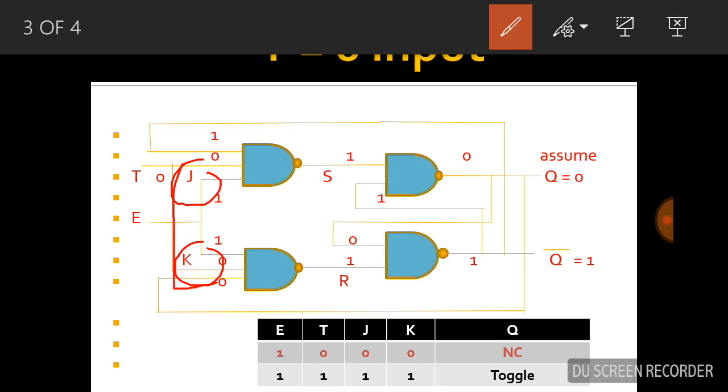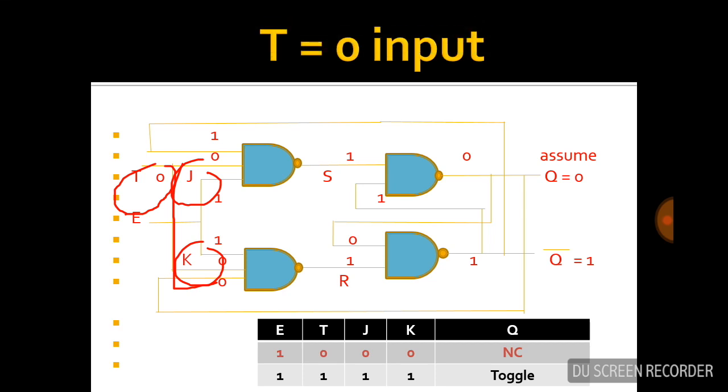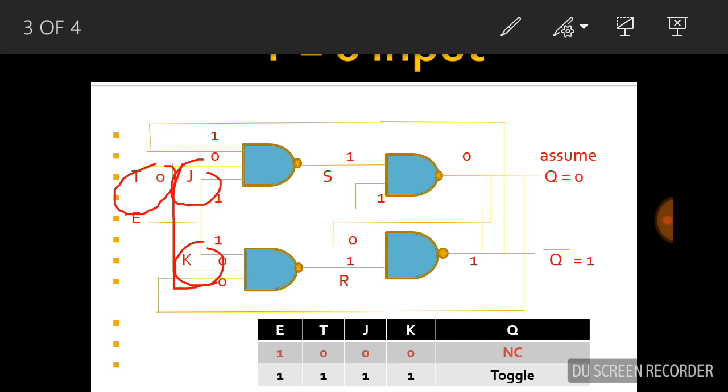In this T flip-flop, there is only one input, either 0 or 1. If we apply T equal to 0, then J becomes 0 and K becomes 0. Here we apply the clock signal, so the clock becomes 1.